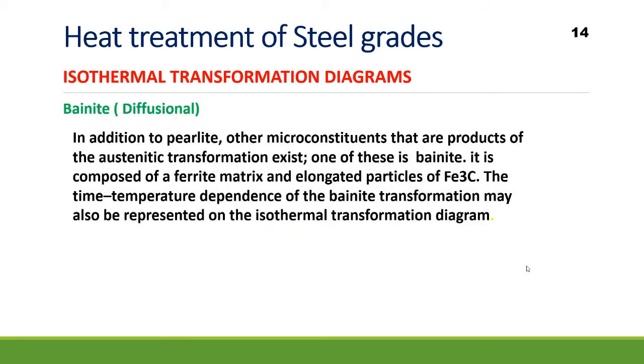So next is bainite. Bainite is also diffusional. As pearlite depends on diffusion, bainite also forms due to the phenomenon of diffusion. In addition to pearlite, other microconstituents that are products of the austenitic transformation exist. One of these is bainite. It is composed of a ferrite matrix and elongated particles of cementite, and the time-temperature dependence of the bainite transformation may also be represented on the isothermal transformation diagram.